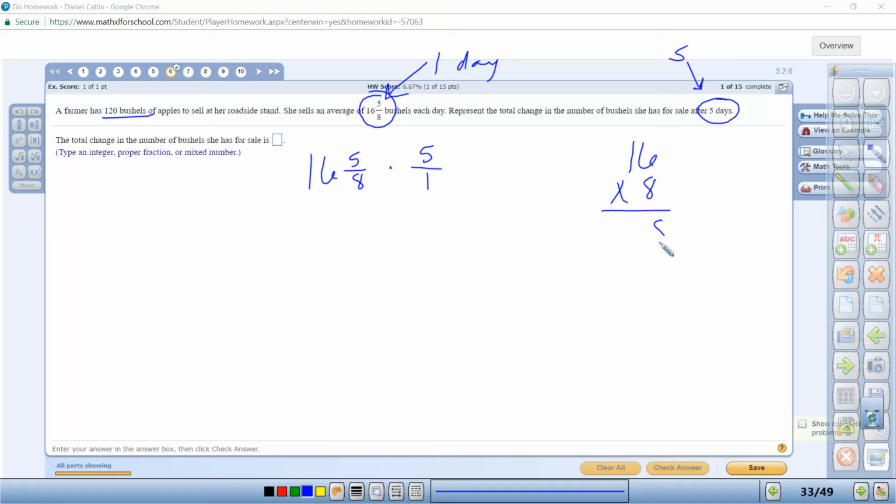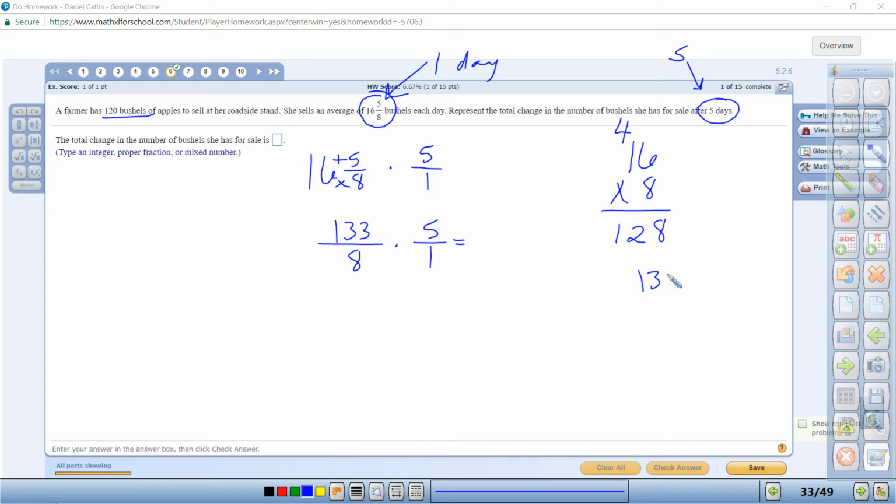6 times 8 is 48. 8 times 1 is 8, plus 4 is 12. So 128. When I multiply these two guys and then add the extra 5, it's going to give me 133/8 multiplied by 5/1. Unfortunately, we do not have any diagonals that we can reduce here, so yes, you do have to multiply 133 times 5.